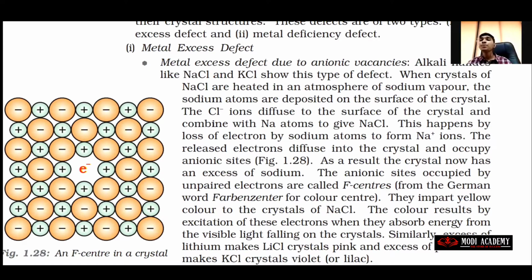The color results by the excitation of these electrons when they absorb energy from the visible light falling on the crystal. Means अब देखो सॉल्ट है, उसको लाइट में रखूंगा, light में if it is placed then it will absorb some energy and impart a color. So NaCl having an excess of sodium will have a yellowish color.